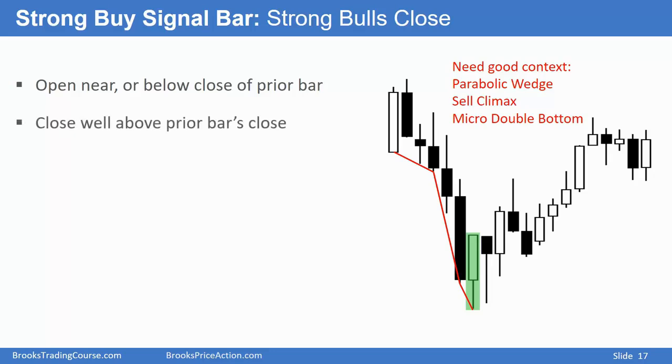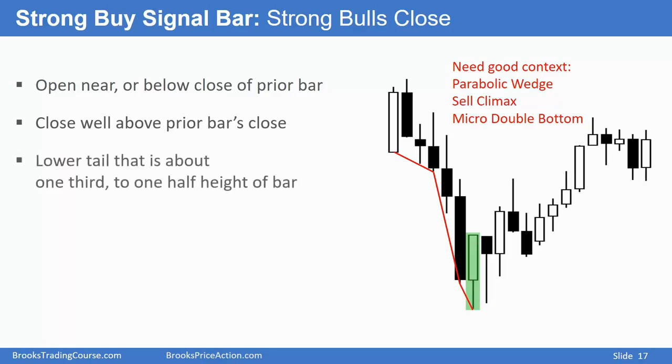I also like to see close well above the prior bar's close. And the tail on the bottom, ideally, you want it to be a third to a half the size of the signal bar. Also, I prefer the bar closing on its high or having only a small tail on top.